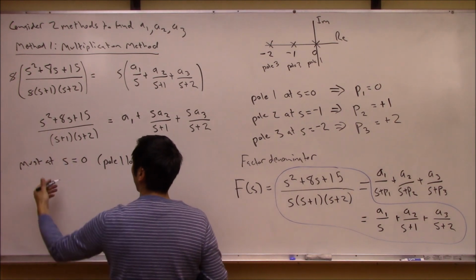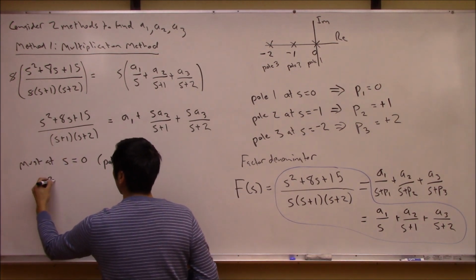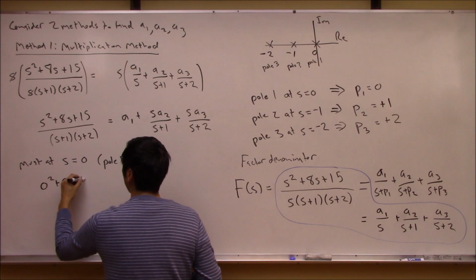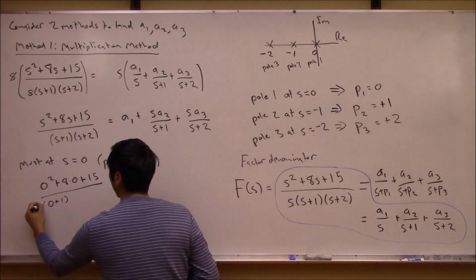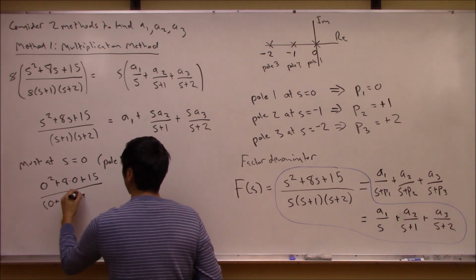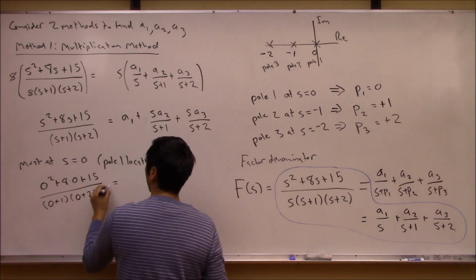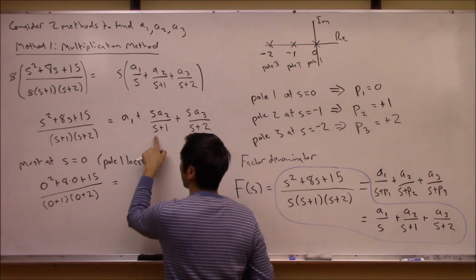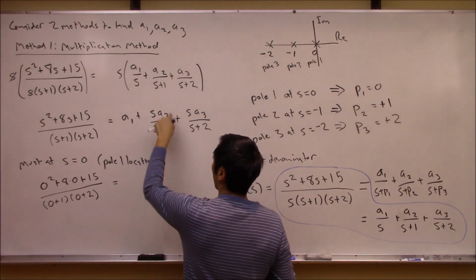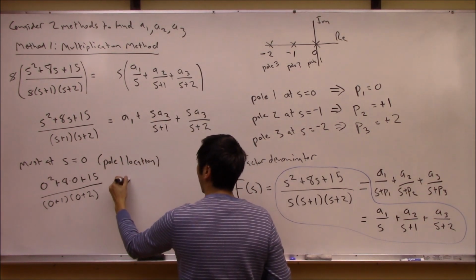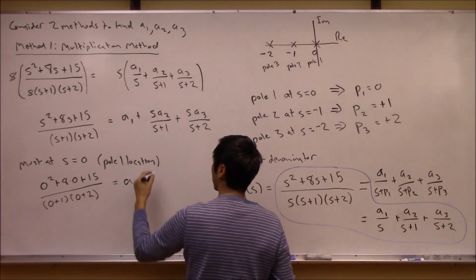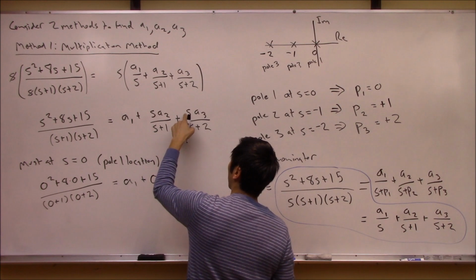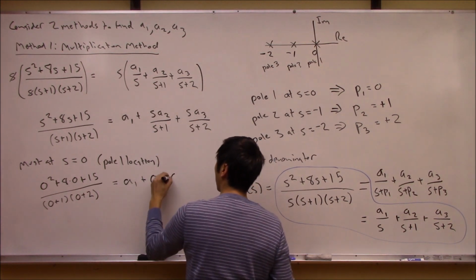So what we end up with on the left-hand side is 0 squared plus 8 times 0 plus 15, all over 0 plus 1 times 0 plus 2. That's what the left-hand side is. And now, this is where the beauty comes in. Check out the right-hand side. We end up with a1 plus, well, this is all 0, because we're evaluating it at s equals 0, so this knocks it out. And same thing here, this s is going to knock out this term, so here we go.